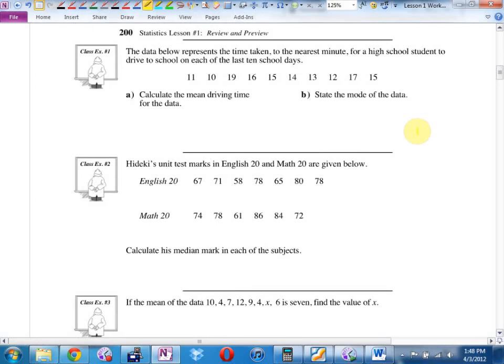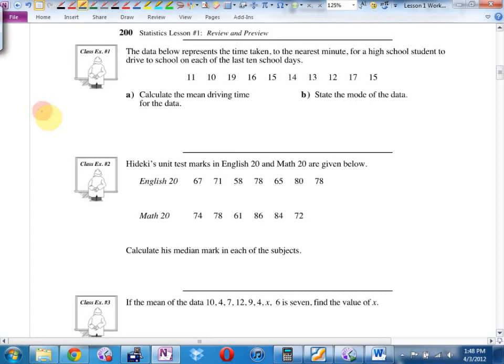Example 1. The data below represents the time taken to the nearest minute for a high school student to drive to school each of the last 10 days. Calculate the mean. We'll also find the mode. We'll also find the median. Do you want to do this by hand, or do you want to use the technology? By hand? Boston says by hand? Okay.